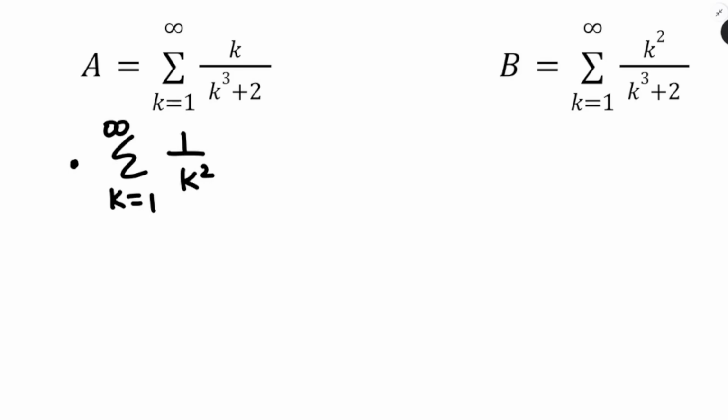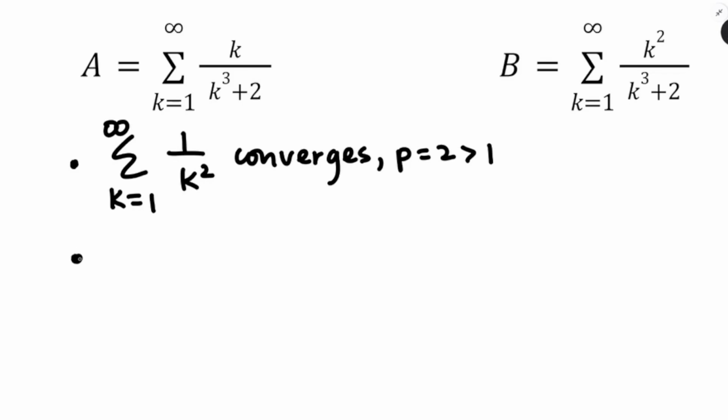Okay, so if I'm going to do limit comparison, there's kind of 3 steps. First step is come up with one that we know. Okay, so this one is going to converge by the p-series test. So we need to say what happens and why. Okay, converges because p is 2, which is greater than 1.